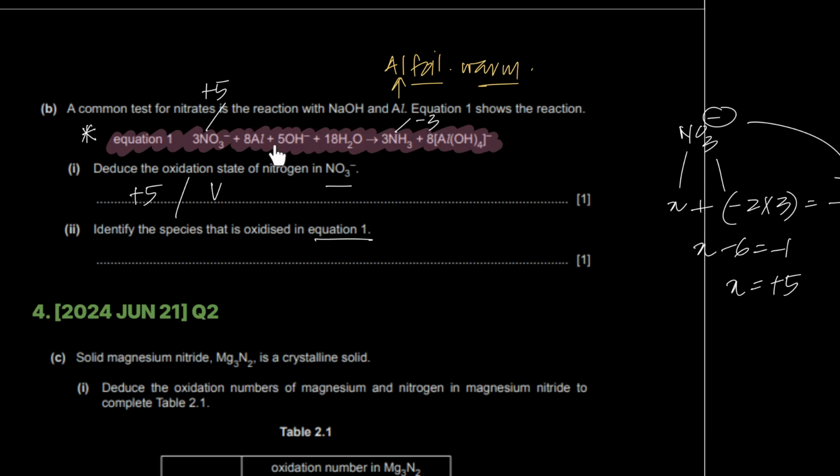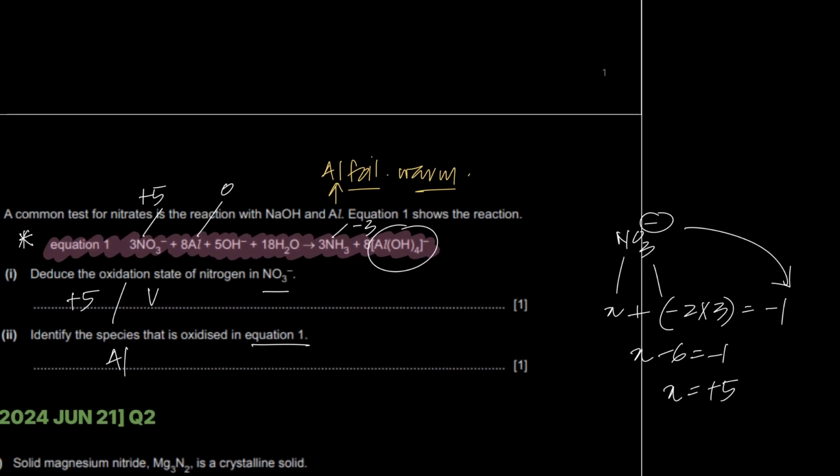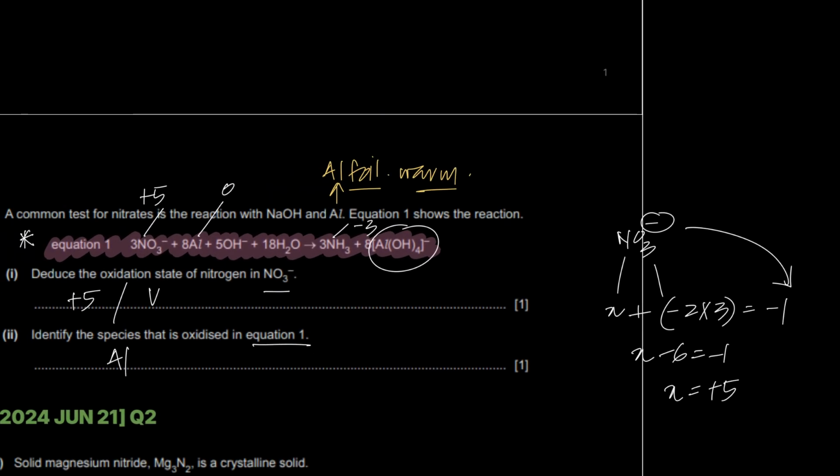So what should be oxidized? It should be aluminum, which is oxidized, right? Aluminum goes from 0 to what? Now, if you don't know that, you could even guess it and say, hey, it's aluminum, because the other substance, nitrogen, is being reduced, so it's going to be aluminum which is being oxidized. But if you want to actually figure it out, it's Al(OH)4 minus, right? So how do you calculate this stuff?